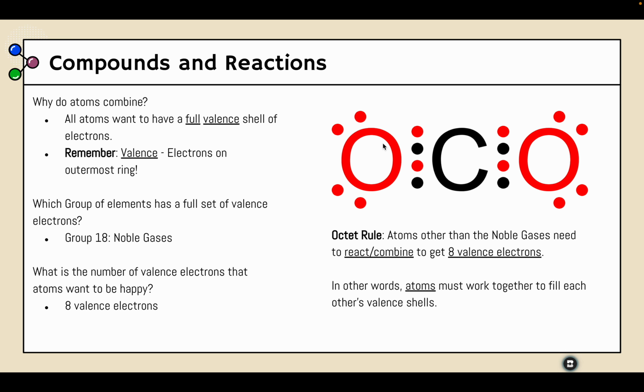this is a perfect example of what is called the octet rule. Atoms, other than the noble gases, because we said the noble gases aren't going to form any bonds, need to react or combine to get 8 valence electrons. So in other words, atoms must work together to fill each other's valence shells. Let's go back to this example here.